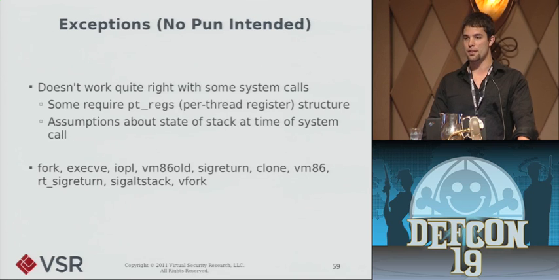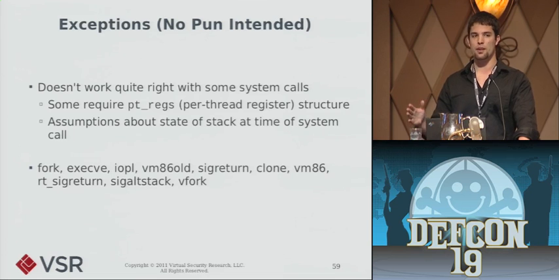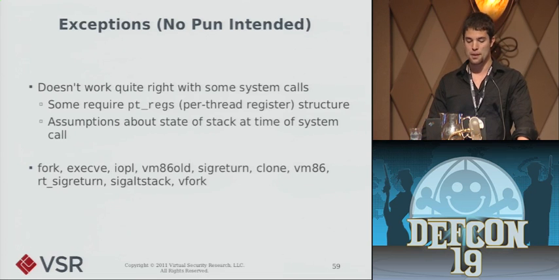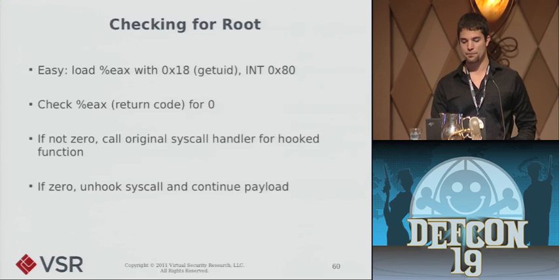There are a few exceptions to this rule. Some system calls actually require the stack to be in a certain state using this per thread register structure. And when you do it from kernel mode, these assumptions are violated, so it won't work properly. And these are things like fork, execv, clone, but those are really things we don't have much interest in calling from kernel mode anyway.